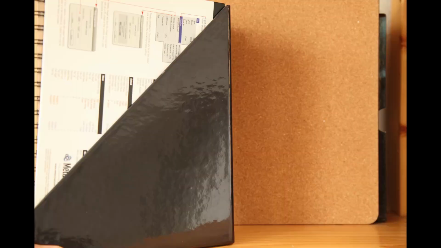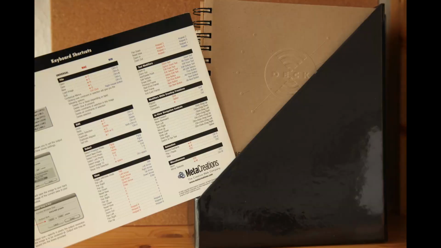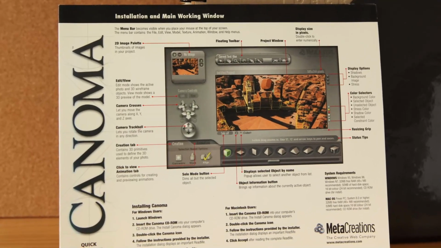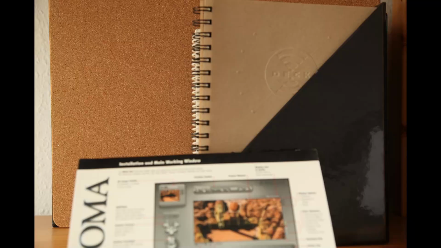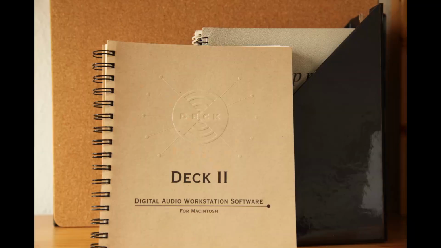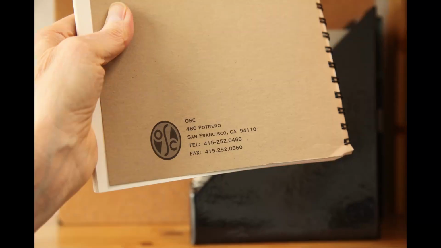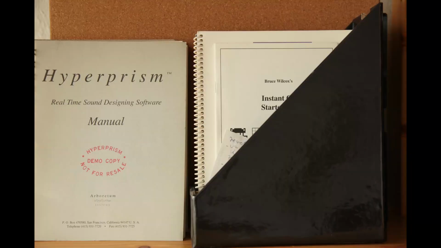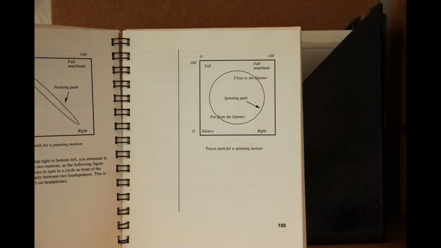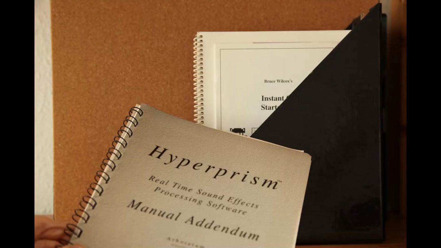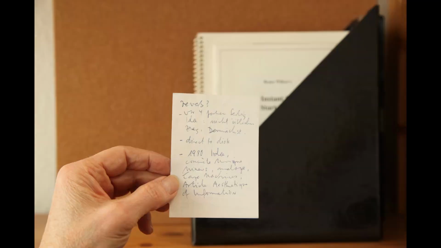Canoma, released in 1999 by Metacreations, not very successful 3D modeling software, I don't remember it. Deck 2, I do remember that, a very useful multi-track audio software for the Mac, developed in San Francisco, lovely. And Hyperprism, as lovely, a graphic user interface to draw sound effects on the screen, Arboretum Systems, San Francisco.